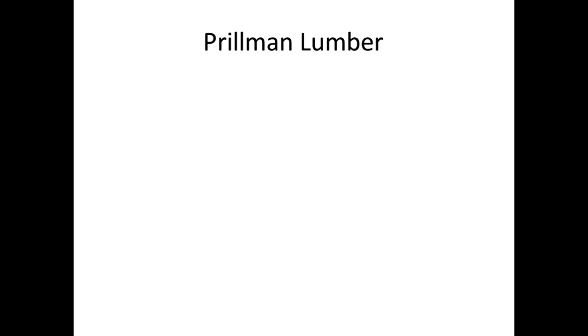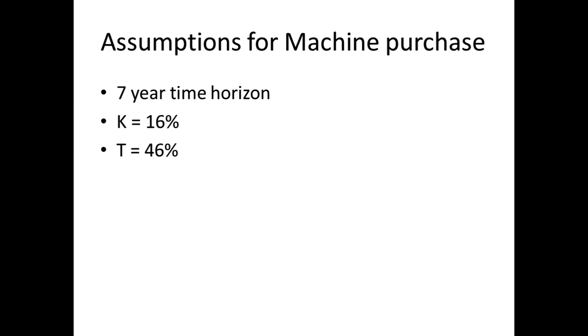So the question then is, with this machinery being classified as Class 39 or 30% for tax purposes, whether either of the machines or both meet Mrs. Tyler's criteria, and if both do, which of the two is the better purchase. So the assumptions for the machine purchase again are a 7-year time horizon, a discount rate equal to 16%, and a corporate tax rate of 46%. And these are stated in the problem.